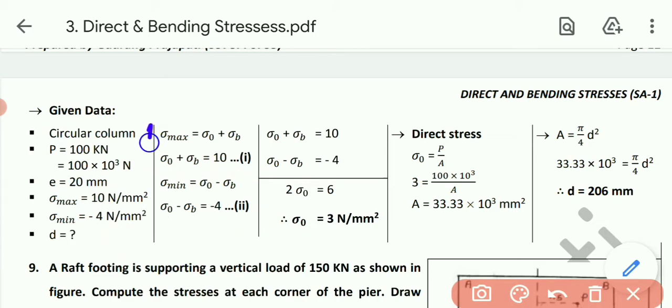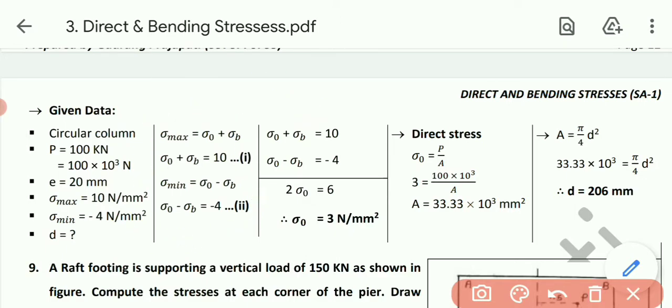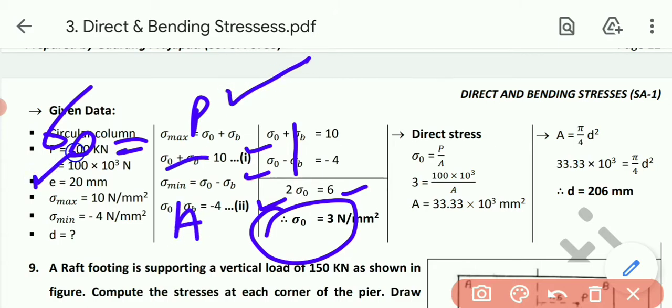By solving these two equations, we will get the value of sigma 0. Sigma 0 plus sigma b is 10, sigma 0 minus sigma b is minus 4, sigma b cancels, so 2 times sigma 0 equals 6, so sigma 0 equals 3 Newton per mm square. Once we get sigma 0, we need to calculate the diameter. As we know, sigma 0 equals P by A. We already have the value of P, and from sigma 0 I will get the value of area, and once I get the area, I can easily calculate the diameter for the circular section.